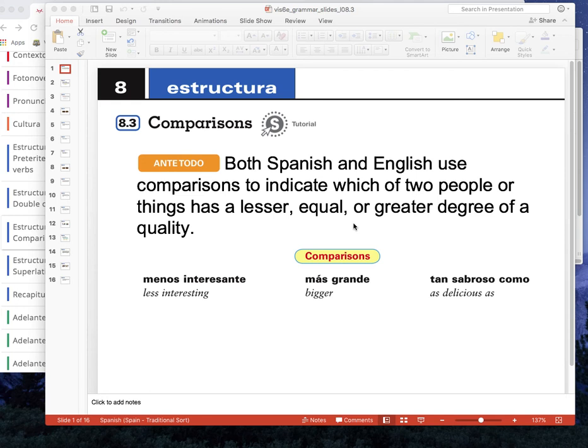So here it tells us that both Spanish and English use comparisons to indicate which of two people or things has a lesser, equal, or greater degree of equality. For instance, menos interesante, you see the English there, más grande, o tan sabroso como. These are a few examples.